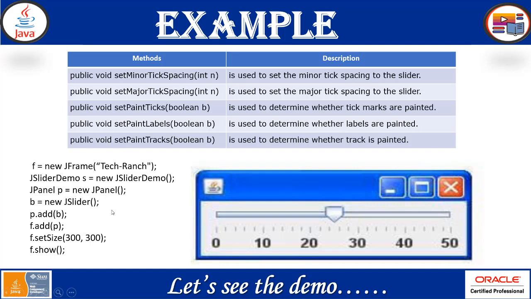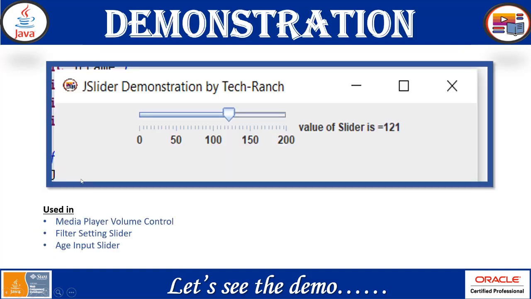Now this piece of code will help you to create a very basic slider. Here, the first step is we need to create a JFrame. Then we make a constructor to initialize it. Then we have a JPanel. That panel will further help you to add all the components in your frame. Now we have the slider constructor, define it in an object b, and that will be added to your panel. Further, the frame will add the panel, and then we set the size of the frame and show it. That's it. It's very simple.